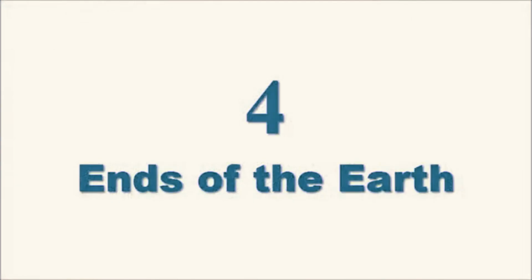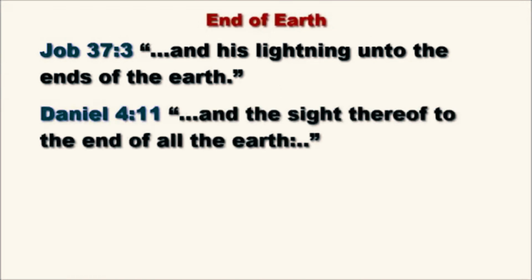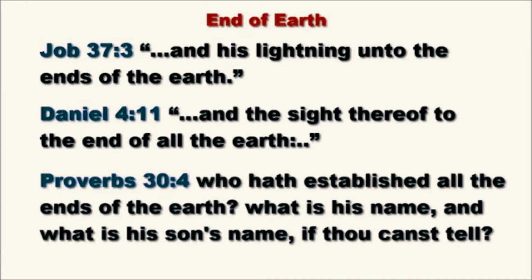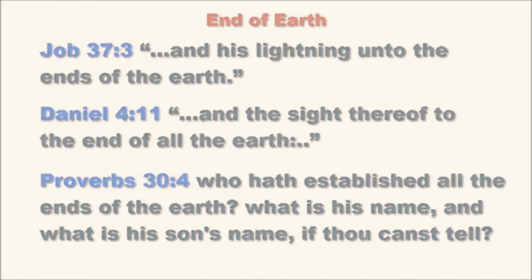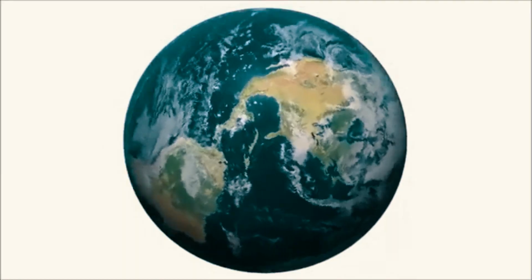Number 4. Ends of the earth. Job 37 verse 3, "And his lightning unto the ends of the earth." Daniel 4 verse 11, "And the sight thereof to the end of all the earth." Proverbs 30 verse 4, "Who hath established all the ends of the earth? What is his name? And what is his son's name, if you can tell?" Wow. Wow. Proverbs is Old Testament, and what a prophecy that is. Not only is it predicting Jesus, the Son of God, but also the ends of a flat, level earth. There's no end on a ball-shaped earth. It goes around continuously. You can only come to an end on a flat, level plane.